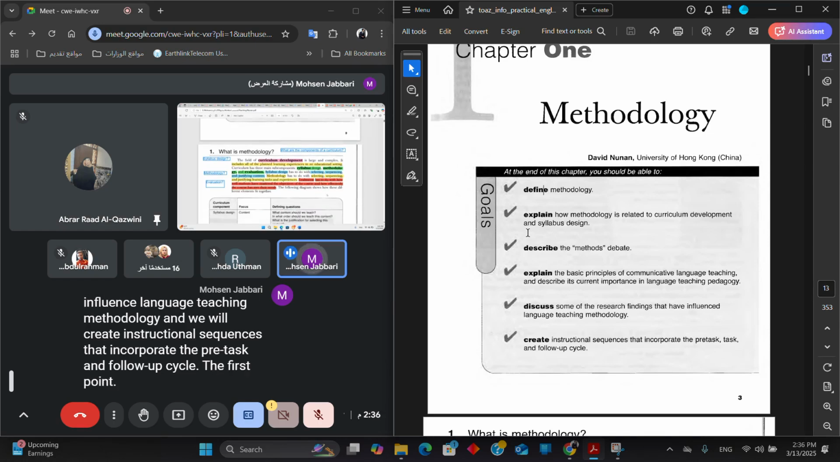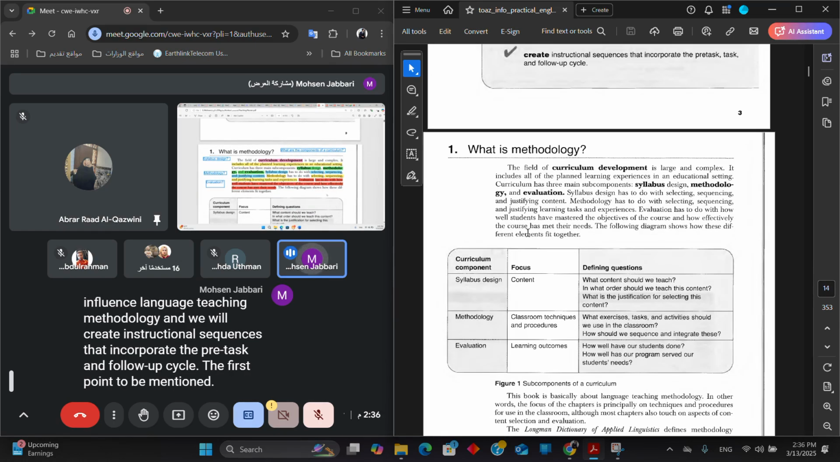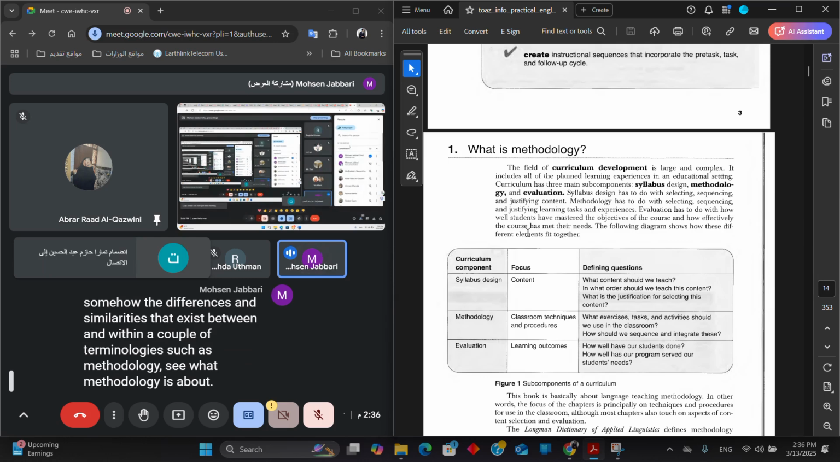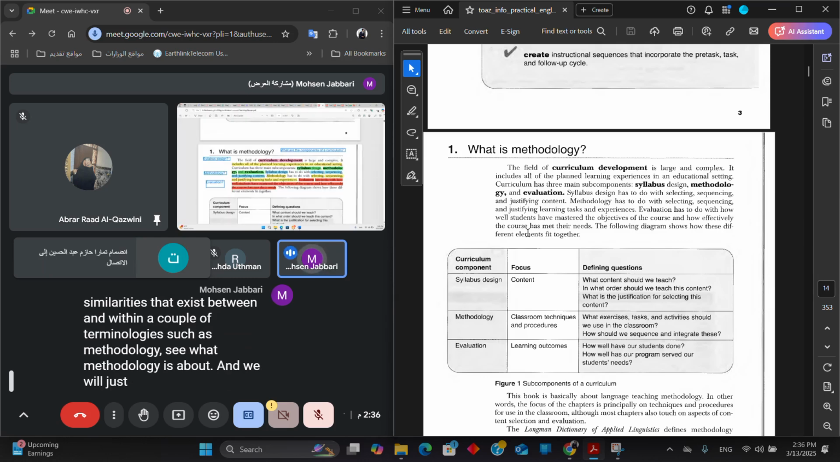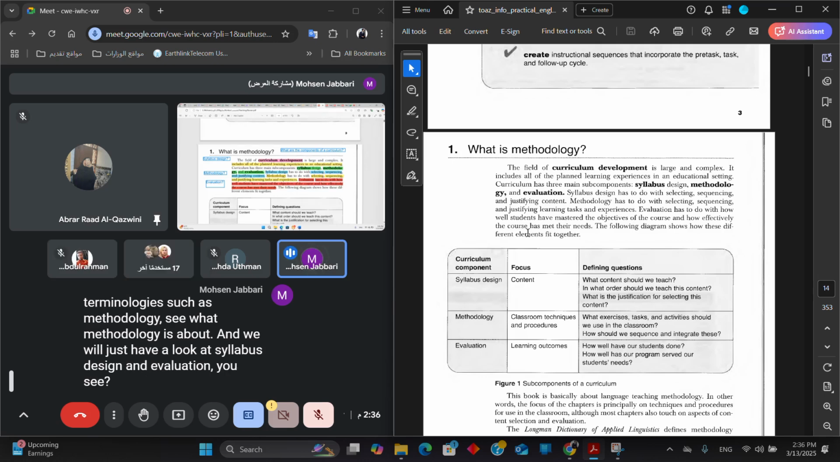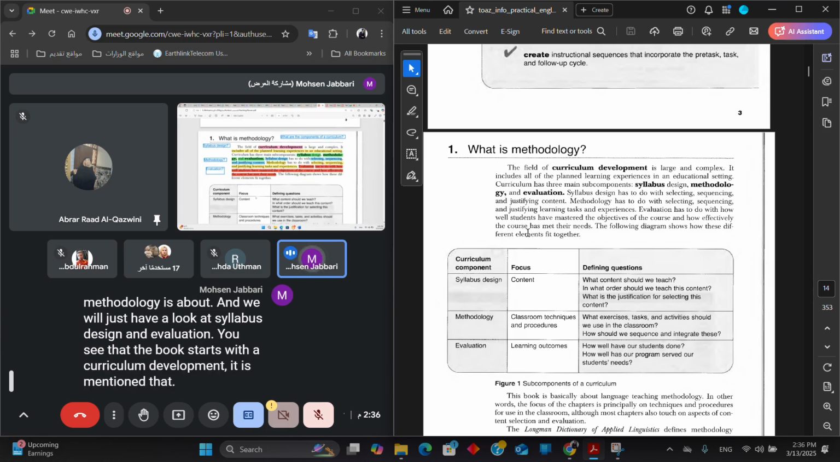The first point to be mentioned is the differences and similarities that exist between and within a couple of terminologies, such as methodology, see what methodology is about, and we will just have a look at syllabus design and evaluation. You see that the book starts with curriculum development. It is mentioned that the field of curriculum development is large and complex. It includes all of the planned learning experience in an educational setting.